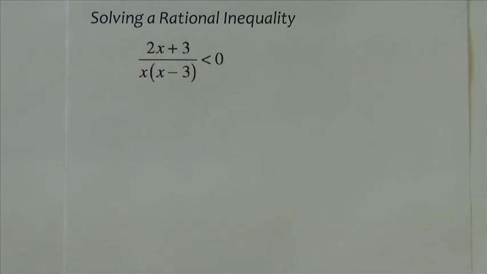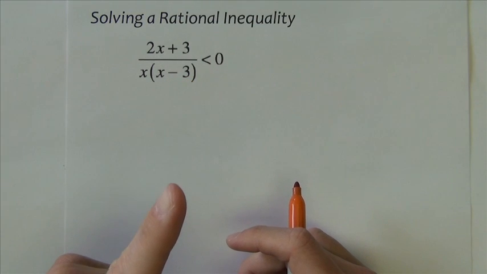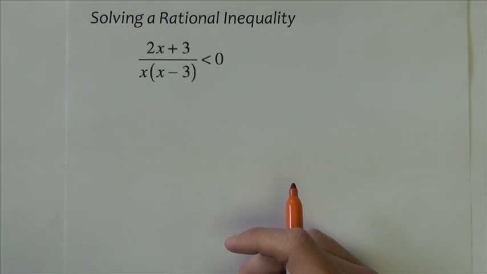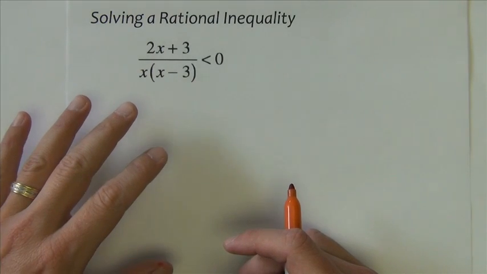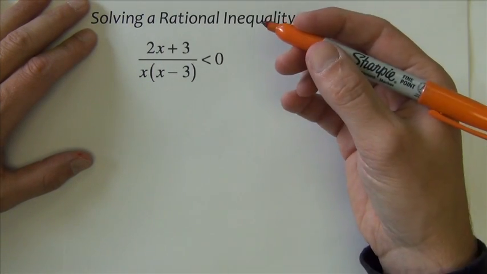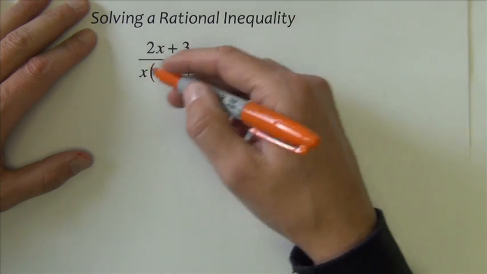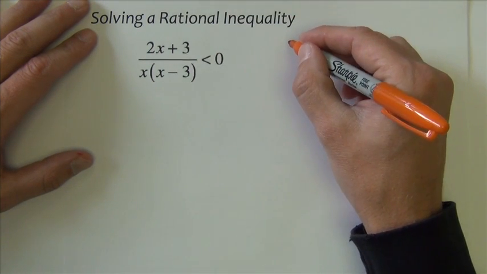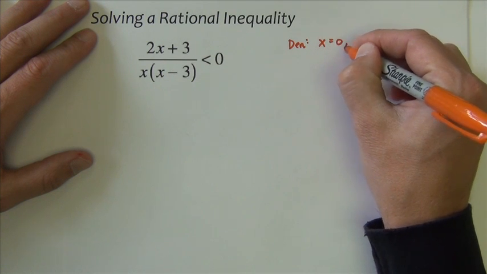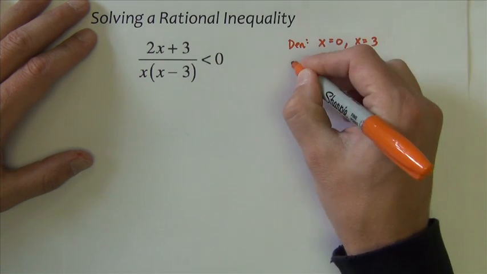Now, solving a rational inequality, what I would first like to do is have one fraction, with everything in factored form, and this particular problem is set up perfectly for me, because that's exactly what I have. So I'm going to take all the zeros out of the denominator. The denominator gives x equals 0 and x equals 3.